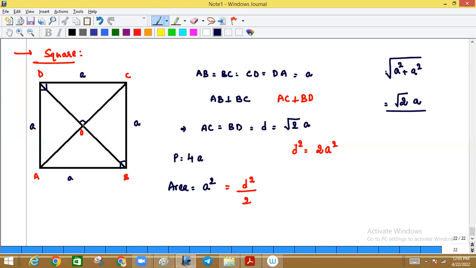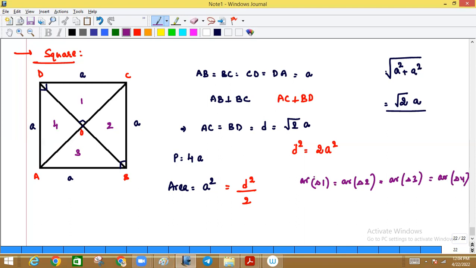Diagonals intersect each other at point O and they bisect each other. OA is equal to OB is equal to OC is equal to OD. All four lengths are the same, because AC is equal to BD. So OA, OB, OC, OD. How many triangles are formed here? All these 4 triangles have equal area. Area of triangle 1 is equal to area of triangle 2 is equal to area of triangle 3 is equal to area of triangle 4. All 4 triangles' areas are equal. Is it clear? That's all that you need to know.